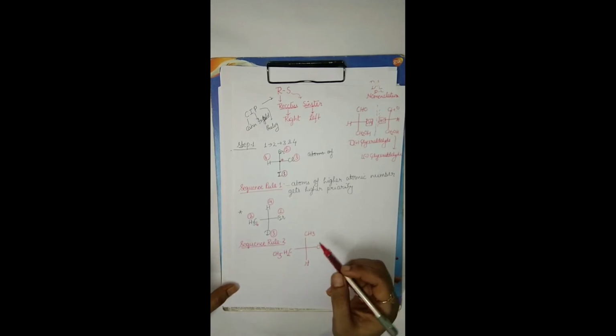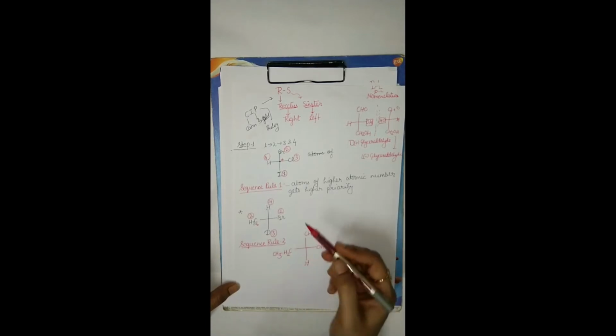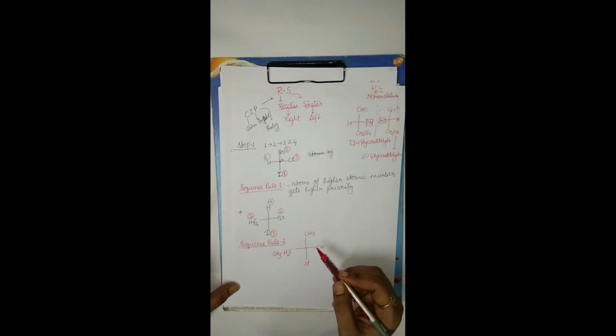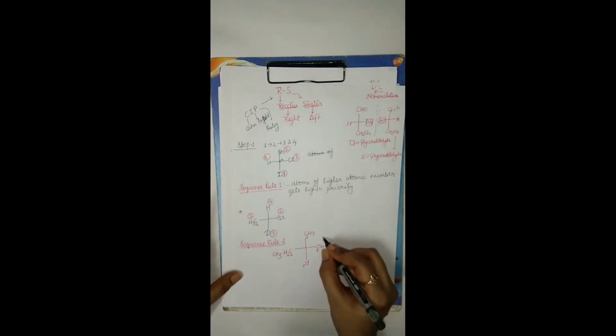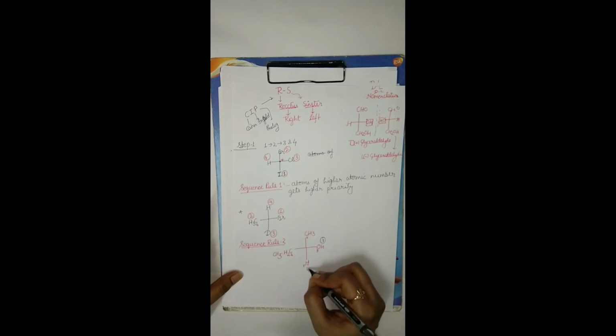If the relative priority of the 2 groups attached to the chiral carbon cannot be decided on the basis of rule 1, it may be decided by comparing the atomic number of the next atom in the groups. This is having the 8 atomic number, this is 6 atomic number, this is 6 atomic number, this is 1 atomic number. Which one will get highest priority? This one is having highest priority, this one is having lowest priority. Always remember, H is having lowest priority and it always gets 4 number.